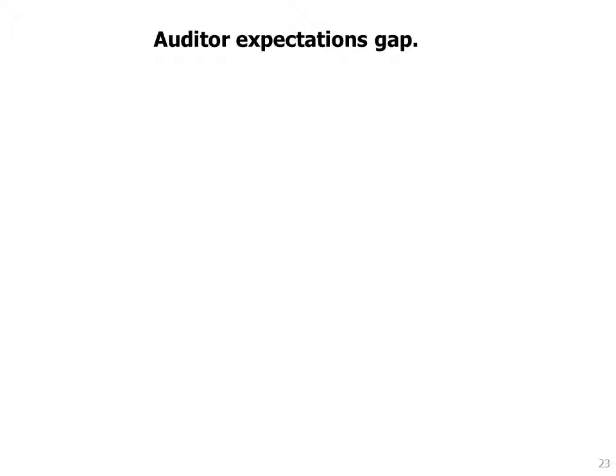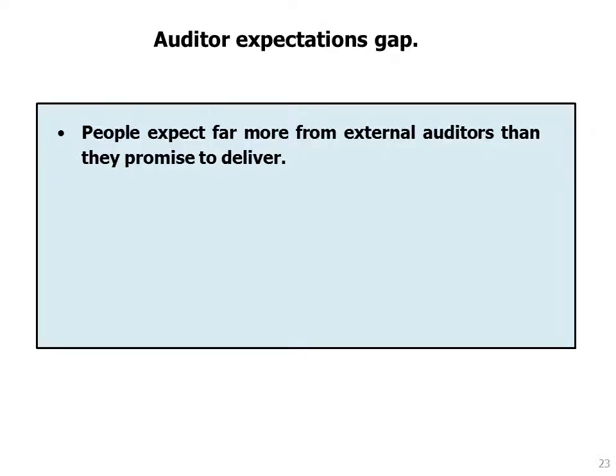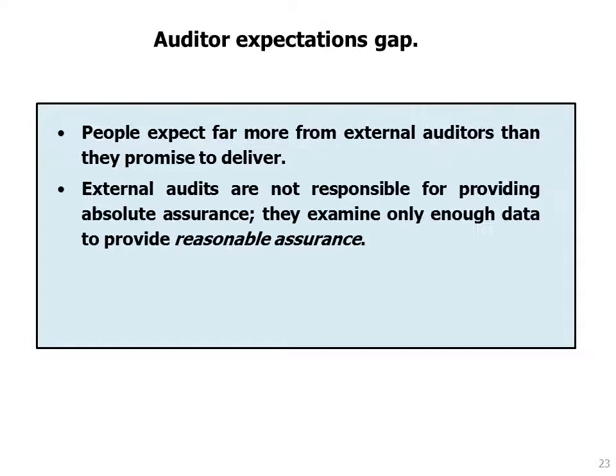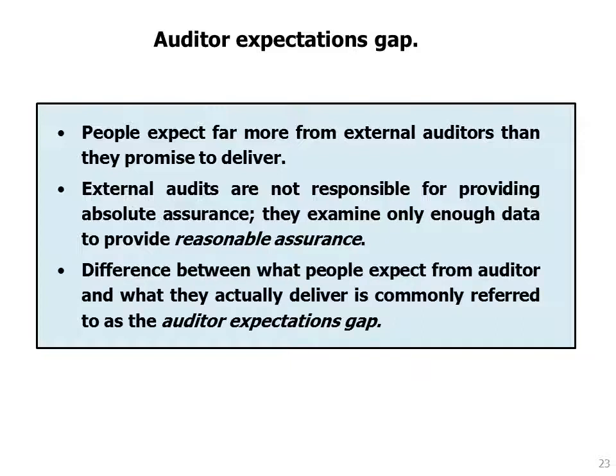There is what's known as the auditor expectation gap. People expect far more from external auditors than they actually promise to deliver. External auditors are not responsible for providing absolute assurance. They examine only enough data to provide what's known as a reasonable assurance. And the difference between what people expect from auditors and what they actually deliver is commonly referred to as the auditor expectation gap.